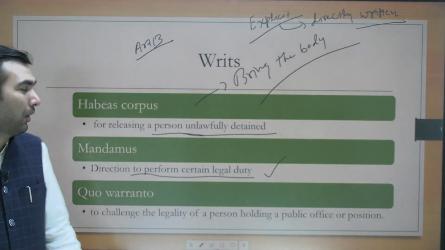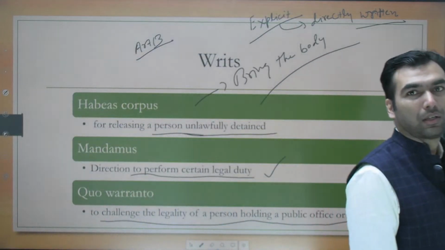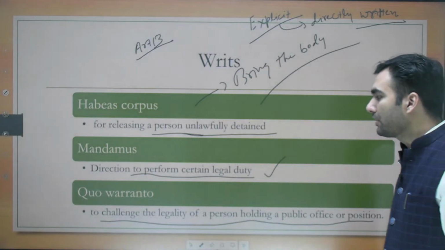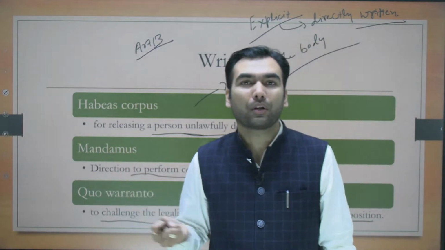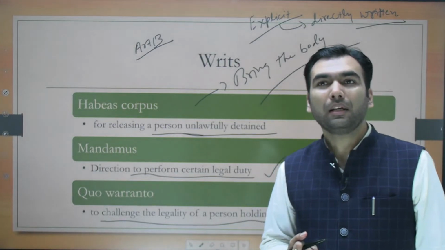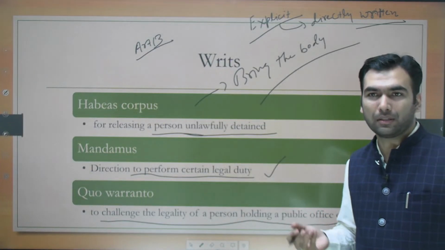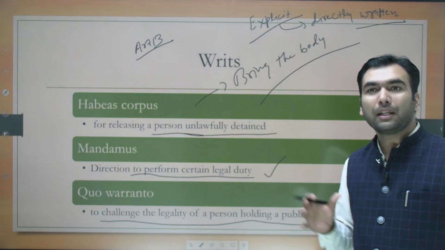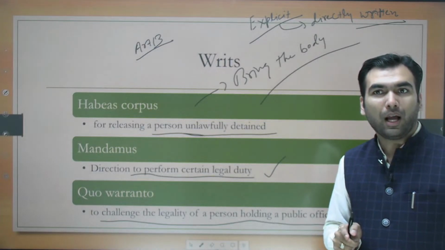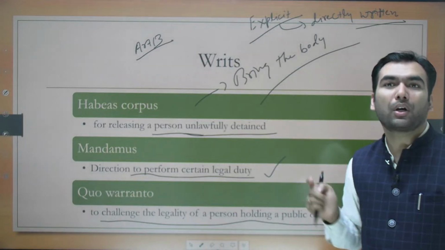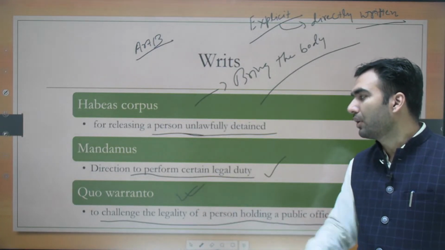Quo warranto is by what authority? To challenge the legality of a person holding a public office or position. So suppose you feel that a certain person, like there was a recent case that an IAS officer who was not actually belonging to the physically handicapped category, but she took reservation through the UPSC by forging the certificates. Okay, suppose you have a feeling like that. Then you can go to the court and say that my right to equality is violated. I was unfairly treated. That person does not have the authority to hold the position as an IAS officer. So you can file a writ of quo warranto.